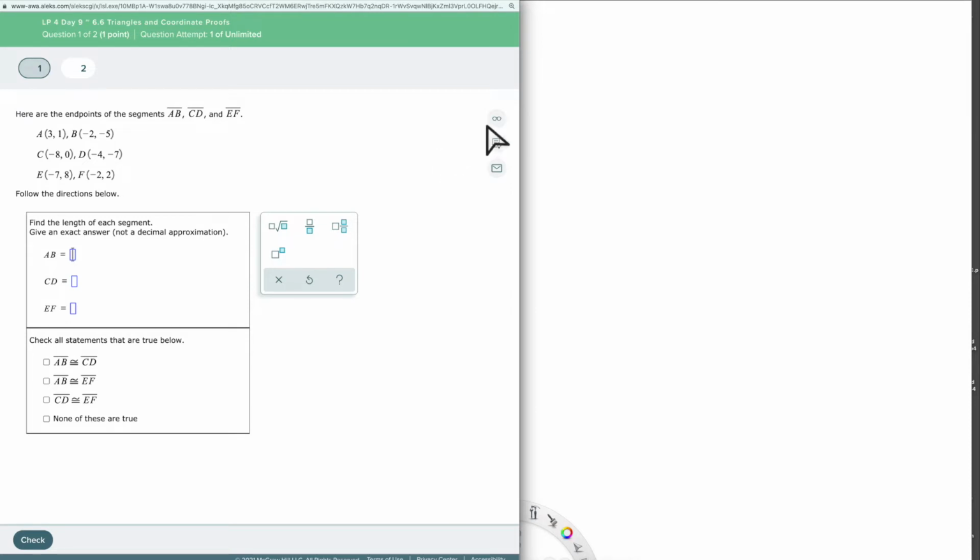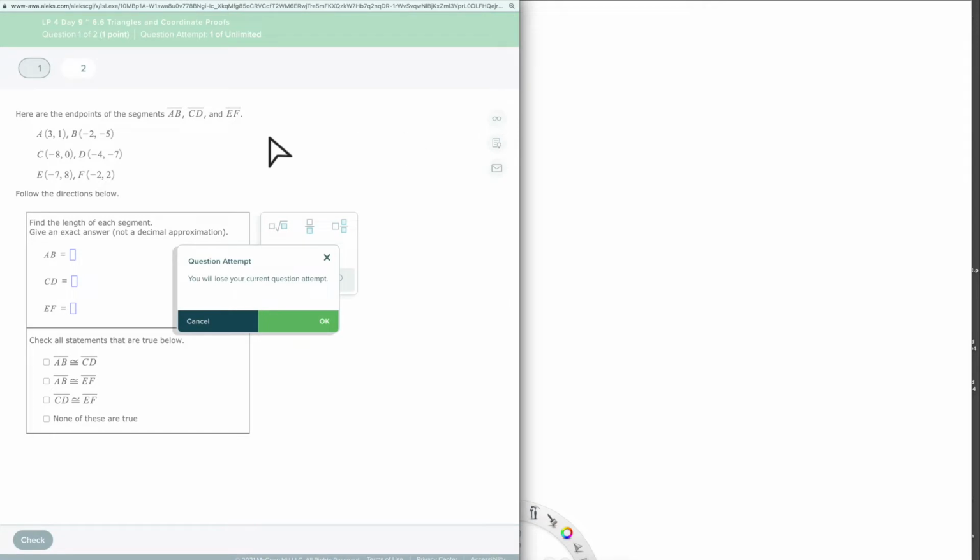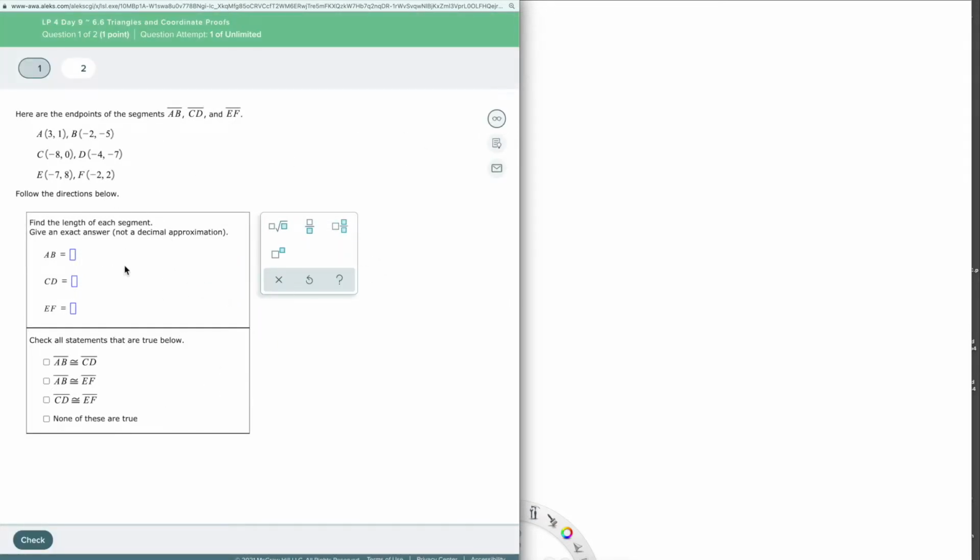On the side here, we have explanation, example, and message center. So explanation tells you you're going to lose your question attempt because it's going to give you the answer to this question. So it's not going to give you the answer unless you come type in the answer. Sorry, not how this works. You're going to have to come in on another attempt and try that out.